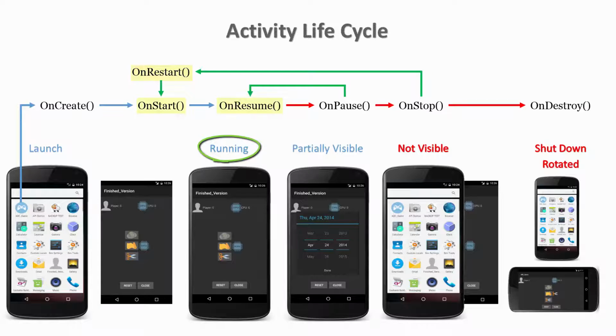We can write some code in the onRestart method to allocate resources again. And lastly, we have onDestroy. The app is shut down when the user hits the back button from the launcher activity, when Android OS needs resources such as memory, or when the device is rotated.